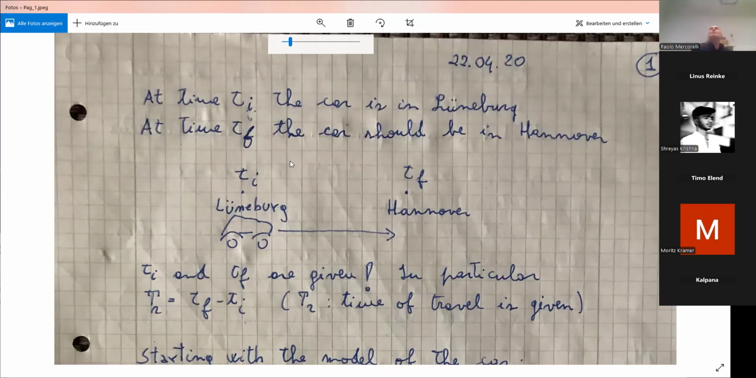This example, in my opinion, is didactically more effective than if I consider a variation of concentrations of, I don't know what, with respect to time, because we can imagine what happens with the car which is moving. If I consider the variation of the concentration of a chemical substance over time, it is a little bit more abstract. Anyway, here it's quite easy to see that the idea is to travel from Lüneburg to Hanover, starting from the initial time Ti and ending at the final time Tf.